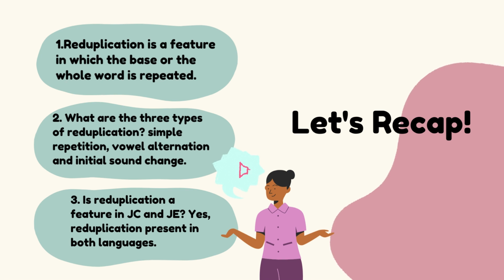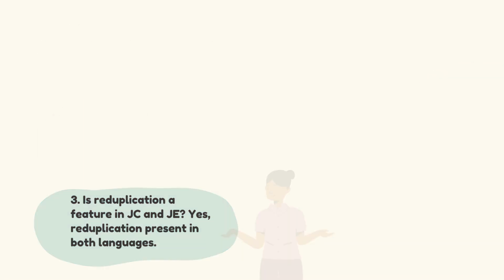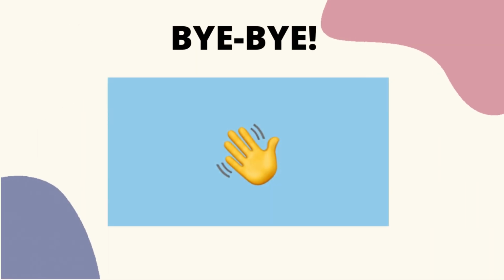Initial sound change. This is a process where the onset consonant changes while the remainder of the base does not change. An example of this is okie dokie. Is reduplication a feature in JC and JE? Yes, reduplication is present in both languages. It is used to signify a more expressive or figurative speech.